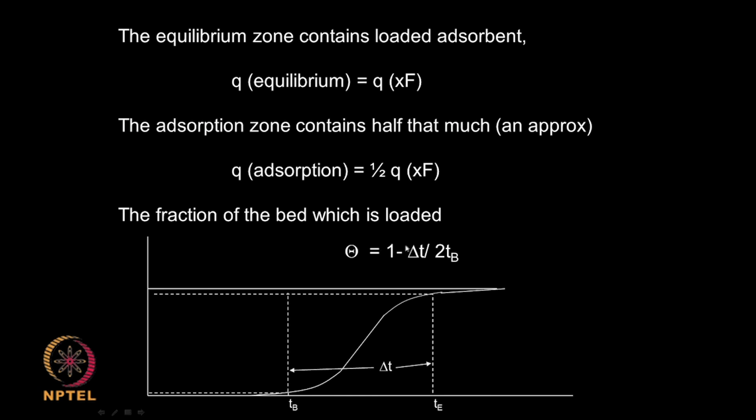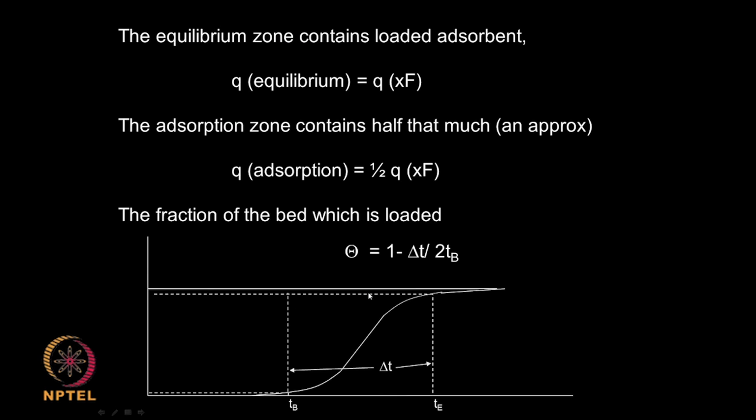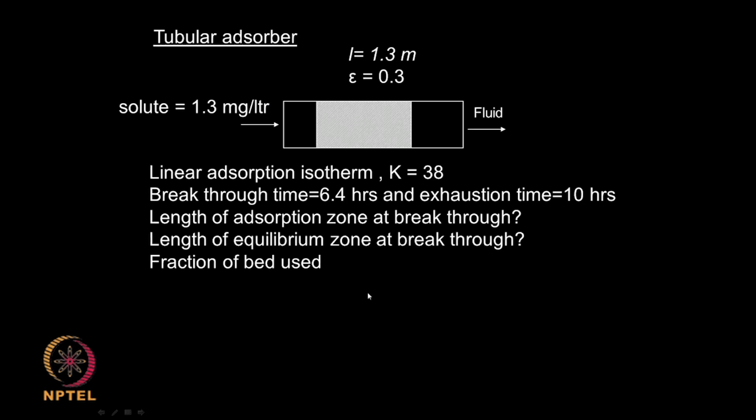So, the fraction of the bed used up, loaded, when the breakthrough happens is 1 minus (TE minus TB) divided by 2 TB. Let us not bother too much about how the relationship is derived. So, this is the equilibrium zone and this is the adsorption zone. I can use this to calculate the fraction of the bed used for this particular problem.